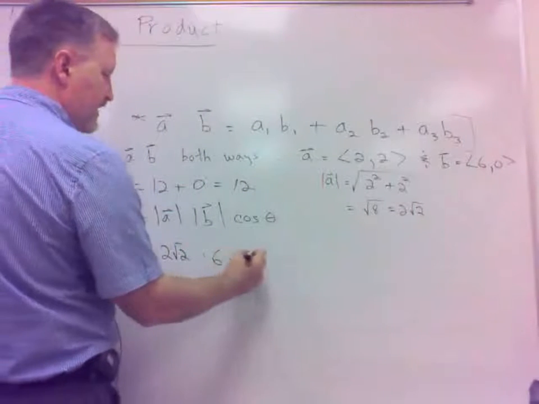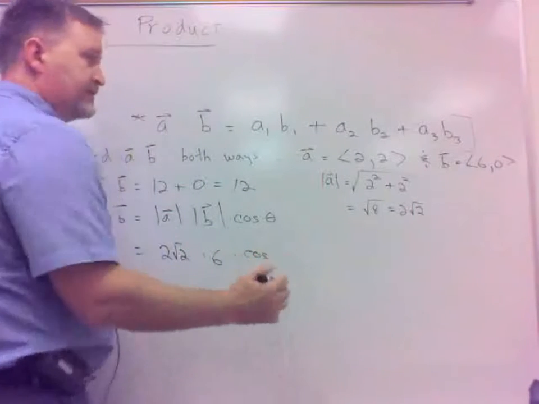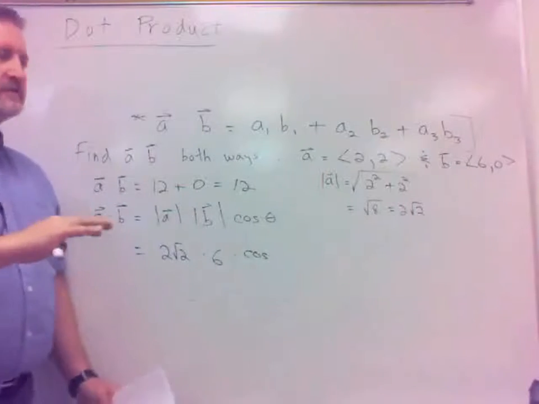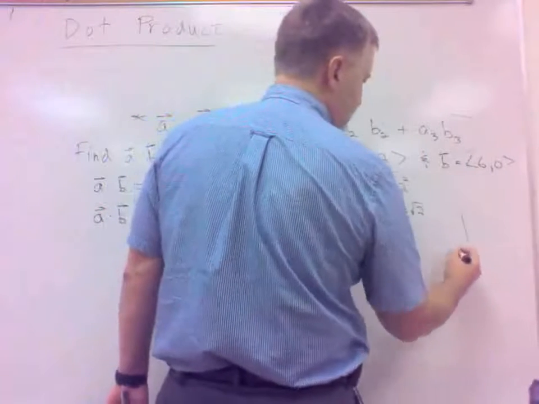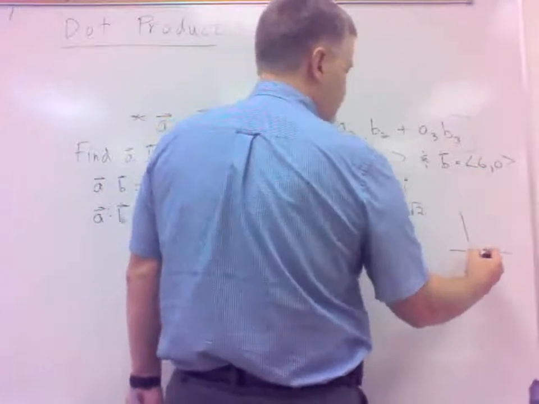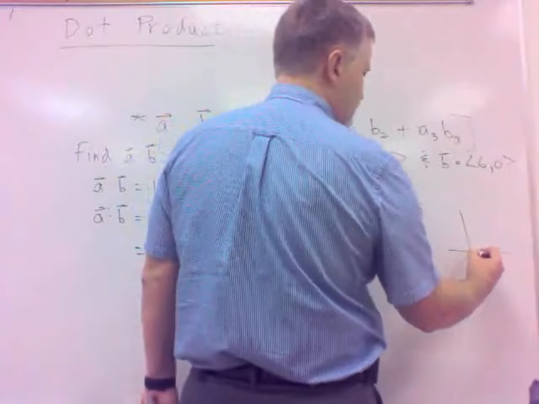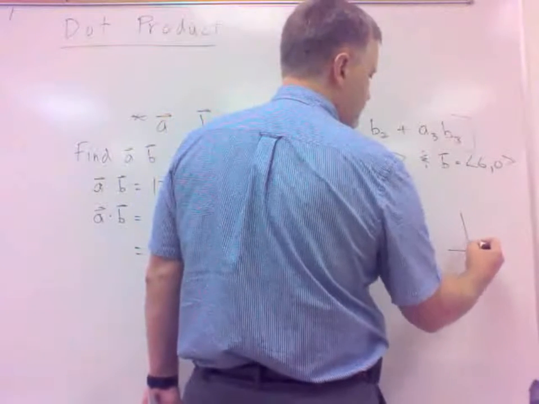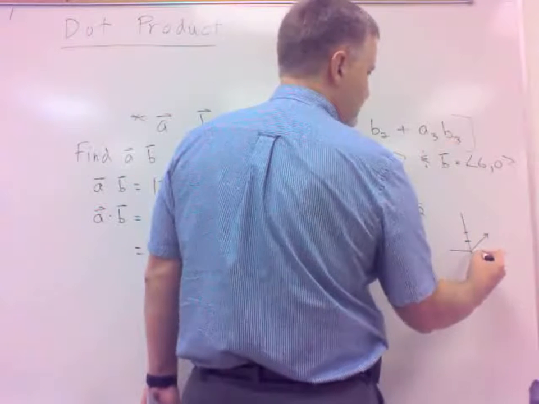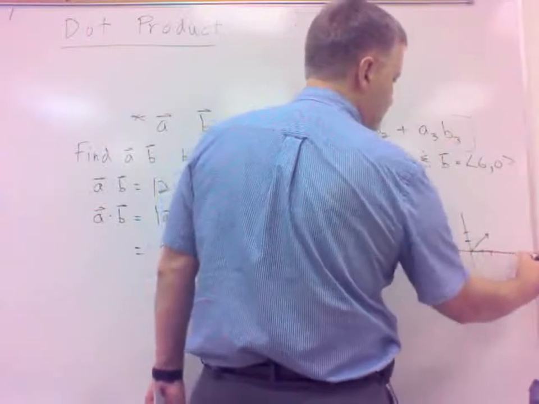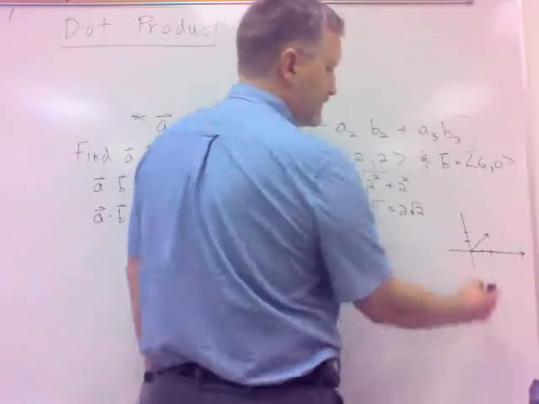And then the cosine of the angle between them. That takes not too much work, but let's visualize it here. All right, so we got 2, 2, so that would be 1, 2, 1, 2, so 2, 2 is here. And then here, 6, 0, like that. So what angle is that?